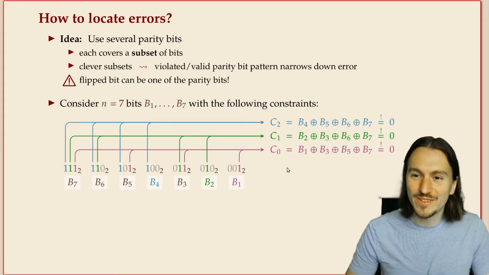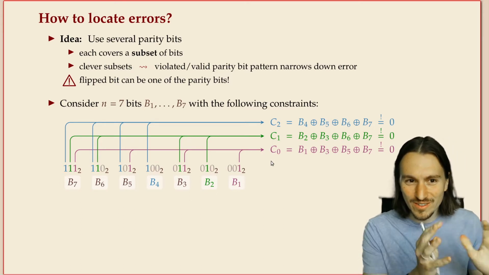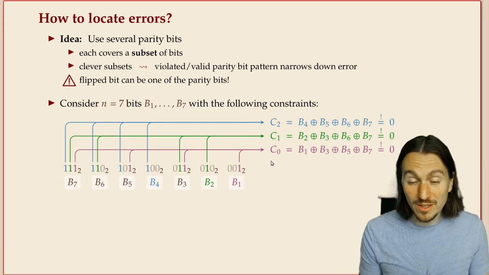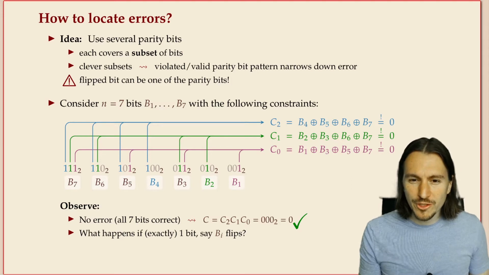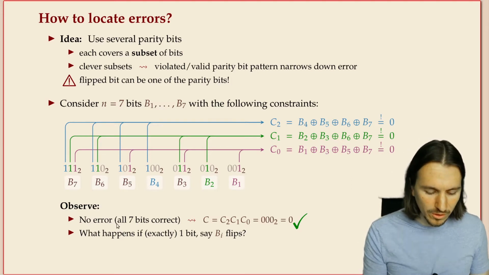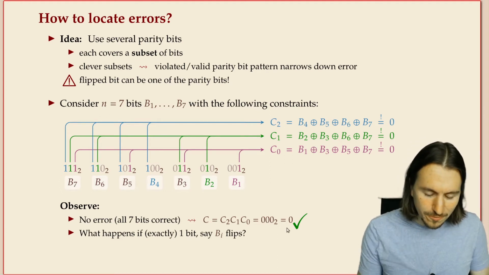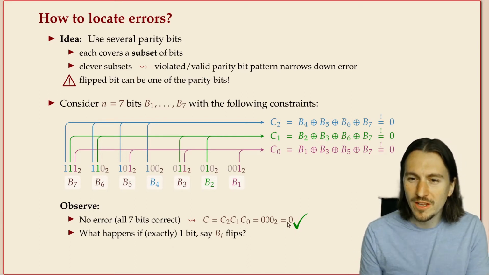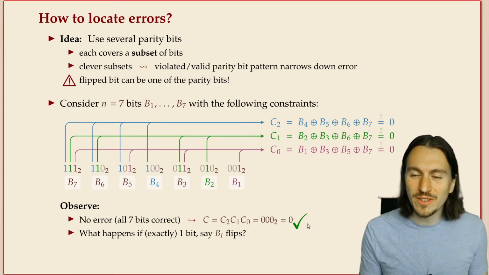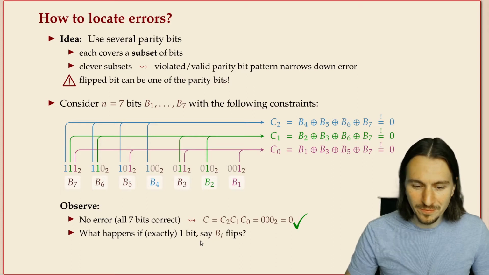But let's first of all just take this as a given. So we have 7 bits, and we enforce that certain subsets of bits have even parity. That means certain bit strings are no longer possible. A first observation: if no error occurs, if all 7 bits are correct, we can check for this by computing the checking bits. And if these are all 0, then that's our signal. That's what we use to mean no error has occurred. And let's just observe what happens if we flip 1 bit.